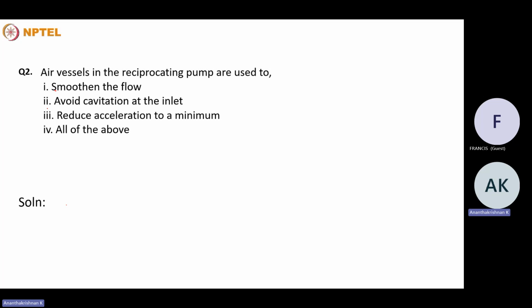So the answer to this problem is all of the above. So air vessels are used, as we have seen in the previous cases, to smoothen the flow.